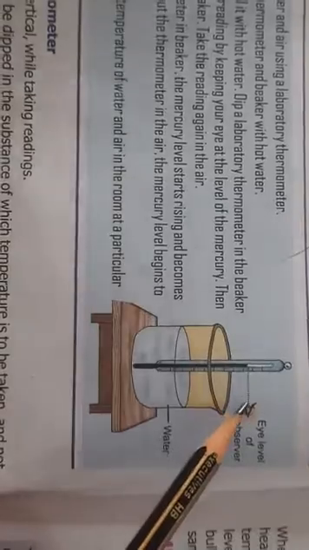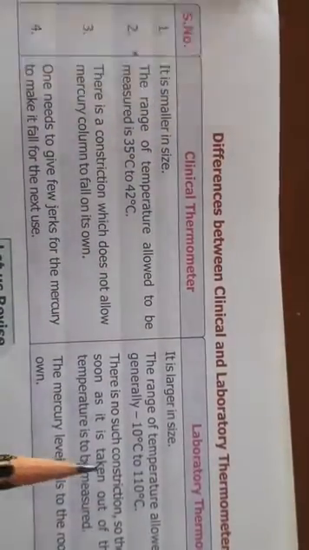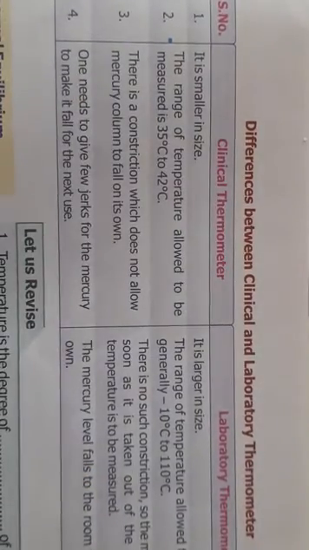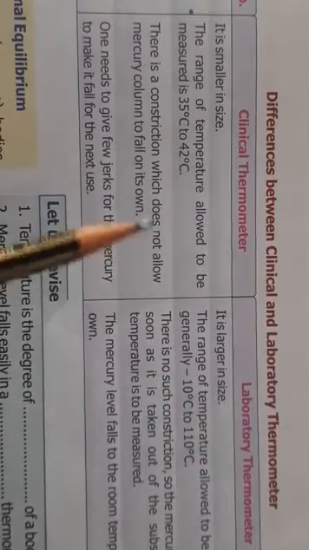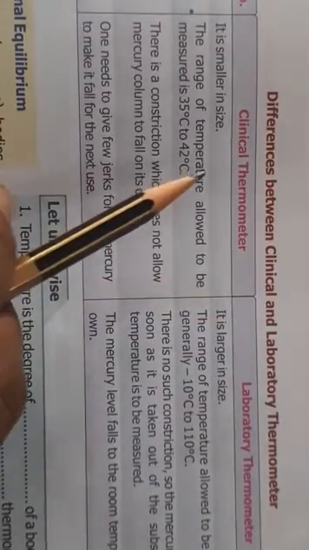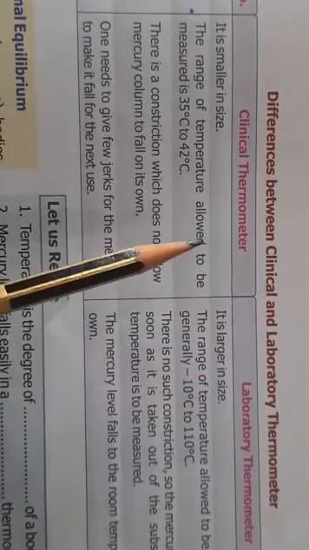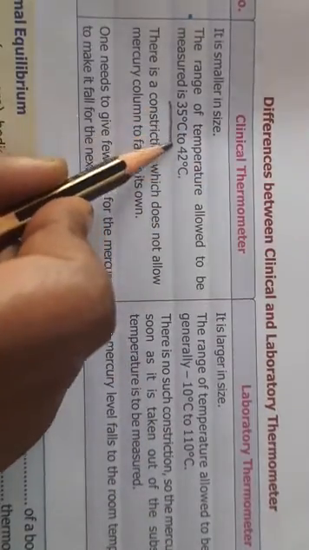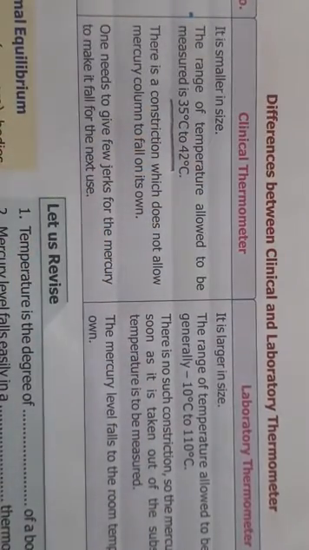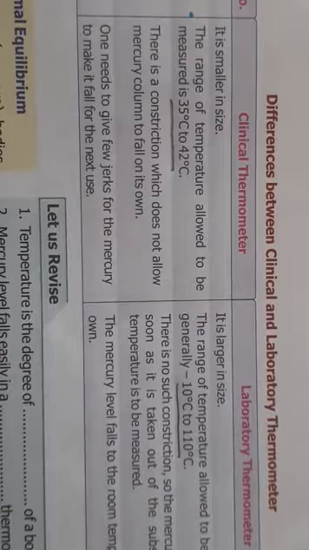Clear, children? Here in this table you have the differences between the clinical and laboratory thermometer. What is the difference between the clinical thermometer and the laboratory thermometer? The clinical thermometer is smaller in size. The laboratory thermometer is bigger than the clinical thermometer. The range is between 35 to 42 degrees Celsius in a clinical thermometer, and in a laboratory thermometer it is minus 10 degrees Celsius to 110 degrees Celsius.